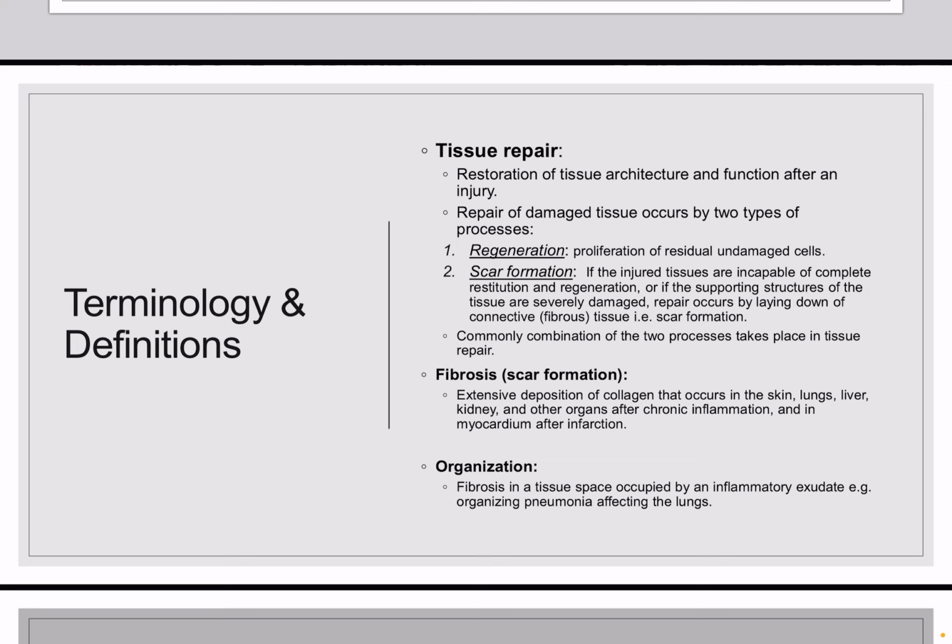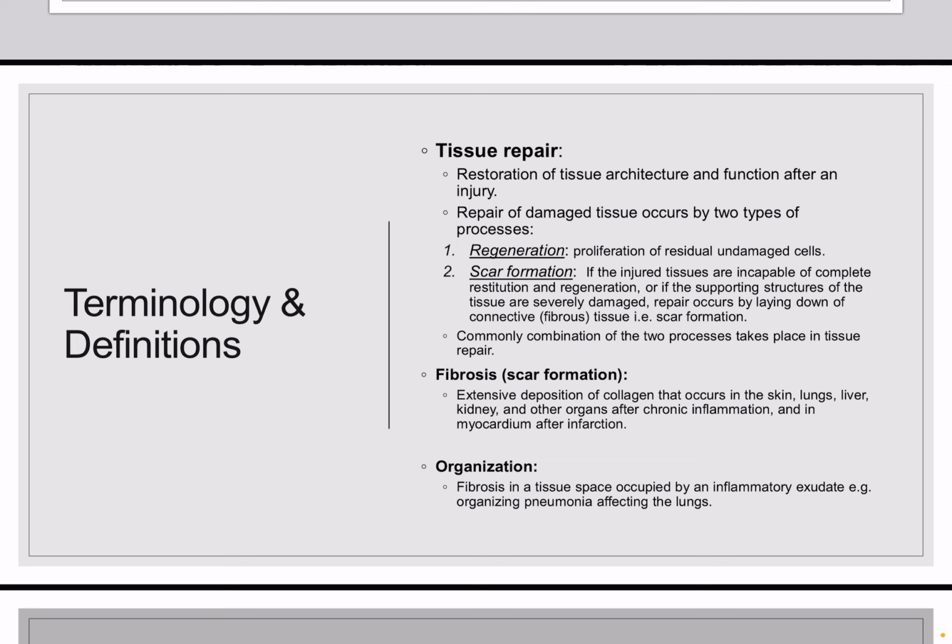So remember, regeneration is one way of tissue repair that occurs only in the cells which have the ability to divide. Whereas the scar formation, fibrosis, or repair by connective tissue occurs in the cells which do not have the ability to divide, which are the permanent cells, as well as in the dividing cells when their extracellular matrix, which means the supporting structure, is severely damaged.